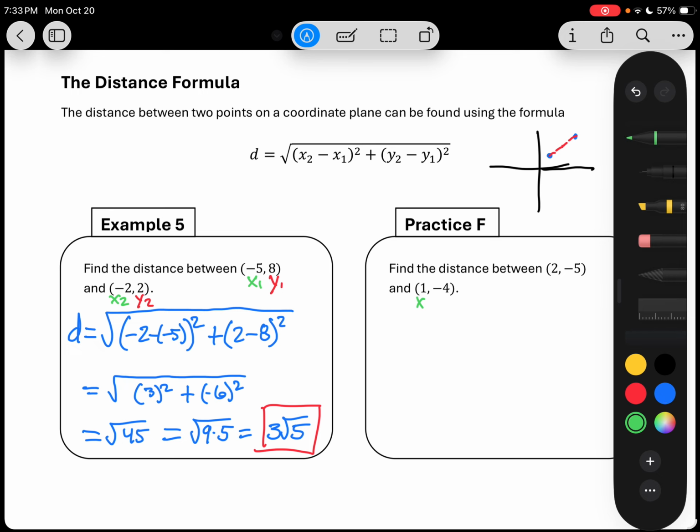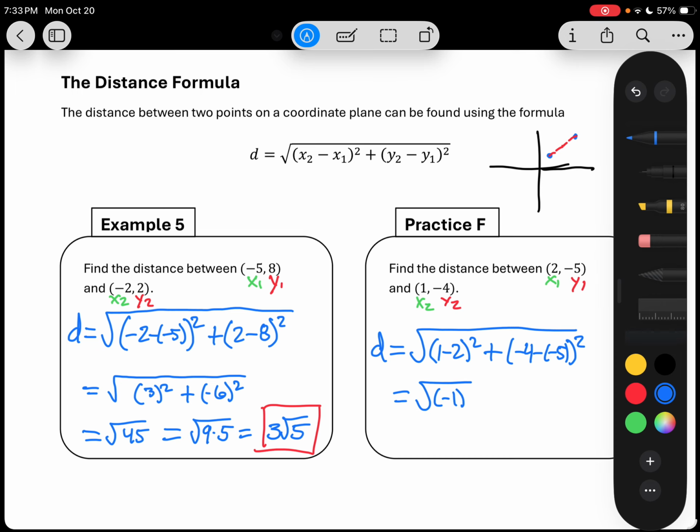Okay, so for practice F, this would be x2, that's x1. This is y1, and that's y2. So using the formula, we can do the square root of 1 minus 2 squared plus -4 minus -5 squared. And we end up getting the square root of -1 squared plus 1 squared. And that is just square root of 2. So that's how you can use the distance formula to find the distance in between 2 points.